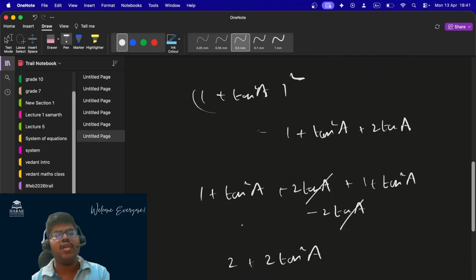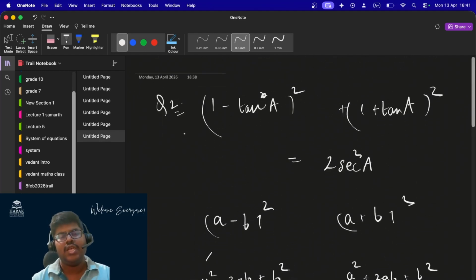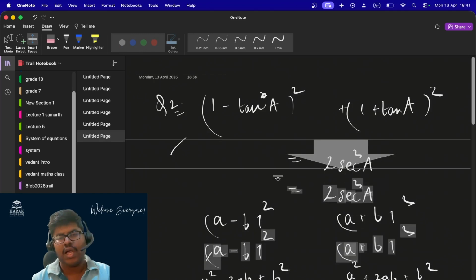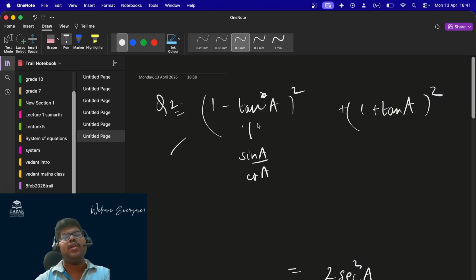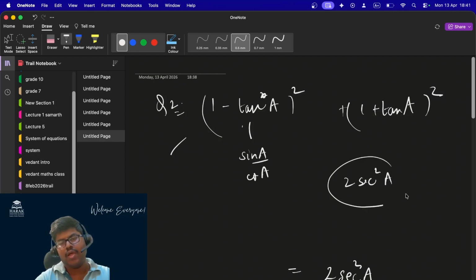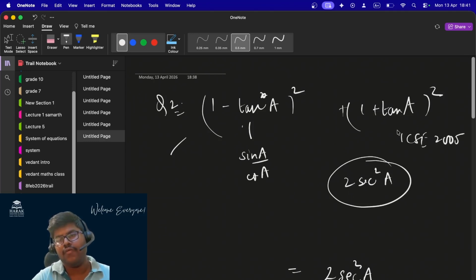Now what is another way to solve the same problem? Another way is to just write tan A in terms of sine A over cos A. We just simplify using the LCM and then solve it, and you will get the same answer, 2 sec square A. So that is another question, and this question is from ICSE board 2005.